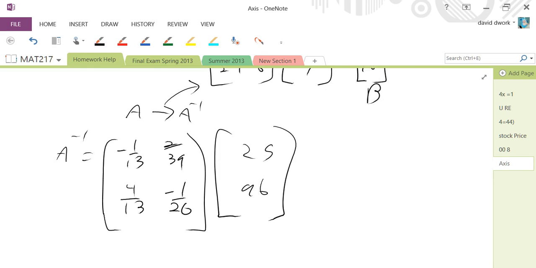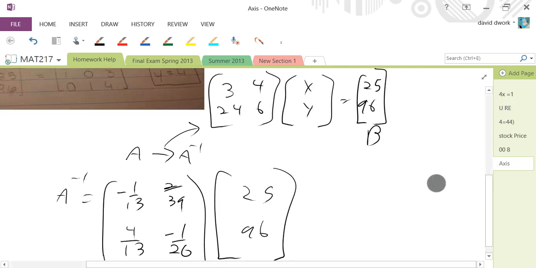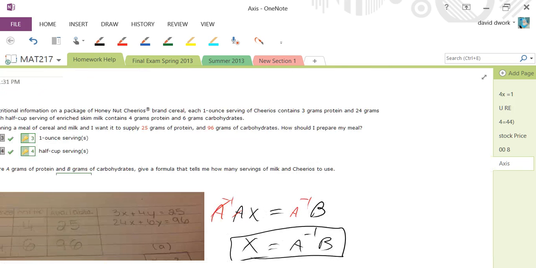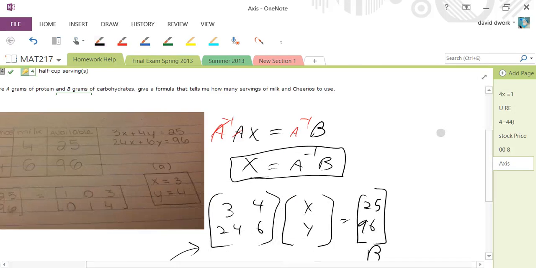Now, where you're stuck is on part B. But the reason I took you through this is so you could see the general process and see that this will give you the same answers that you already got for part A. It'll give you the 3 cups, 3 1 ounce servings and 4 half-cup servings.